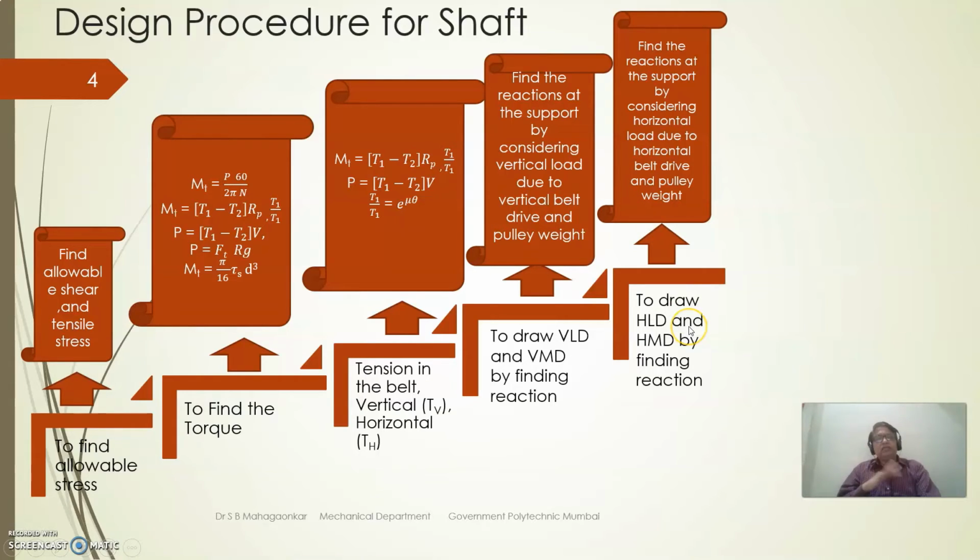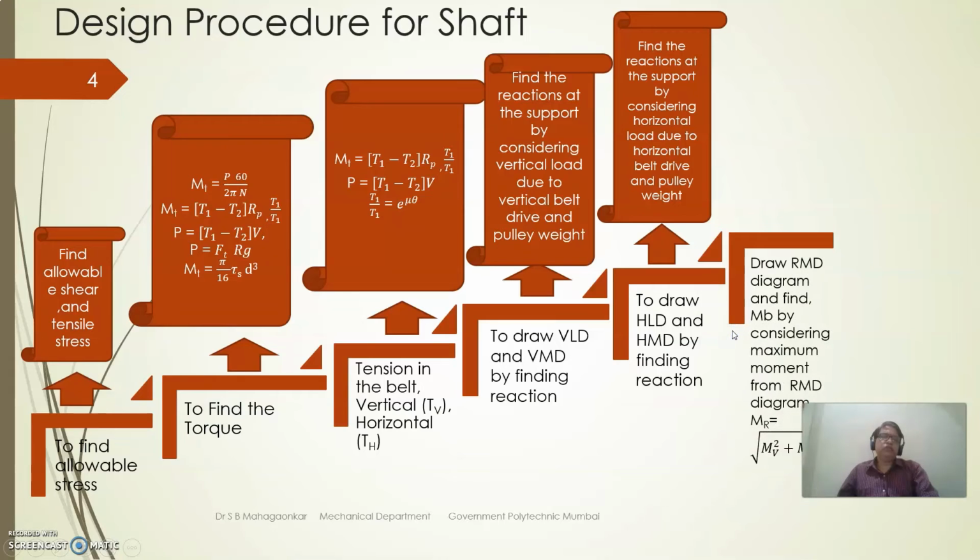Suppose in some other problems you may get a certain inclined angle. If the belt tensions are neither vertical nor horizontal, but act at an angle, then I have to resolve that force T1 plus T2 acting at this point into two components, one vertical and the other horizontal. Like that I have to resolve that force into vertical and horizontal components. All right, this is the fifth step.